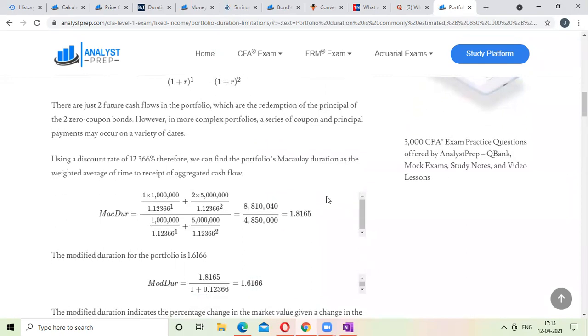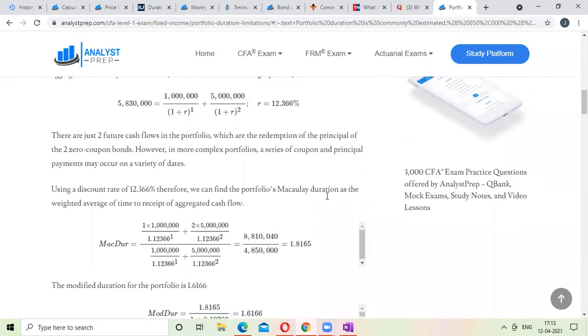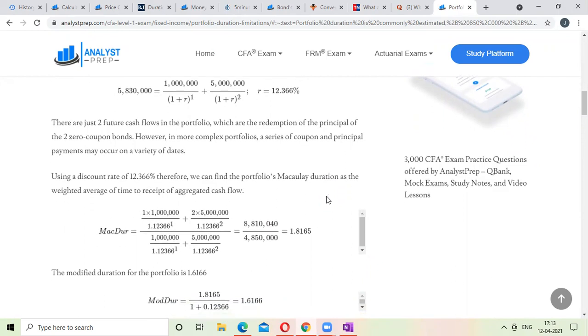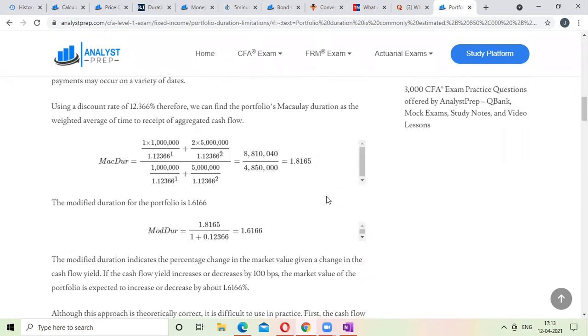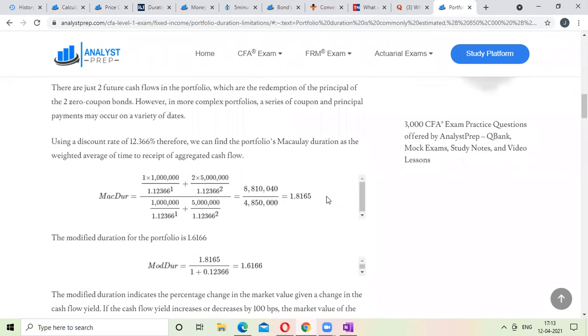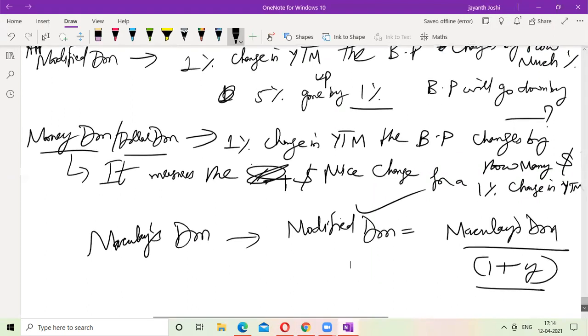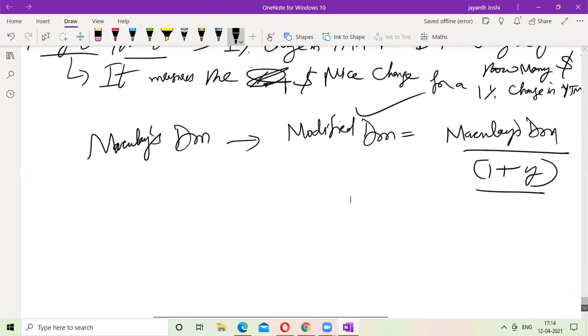So 1 into 1 lakh divided by, you are just discounting with this yield to maturity, plus 2 into 5 lakhs divided by the yield to maturity, whole divided by the total portfolio. Correct? Is this the way you can do it? How do you do the weighted average? How will you do the weighted average?